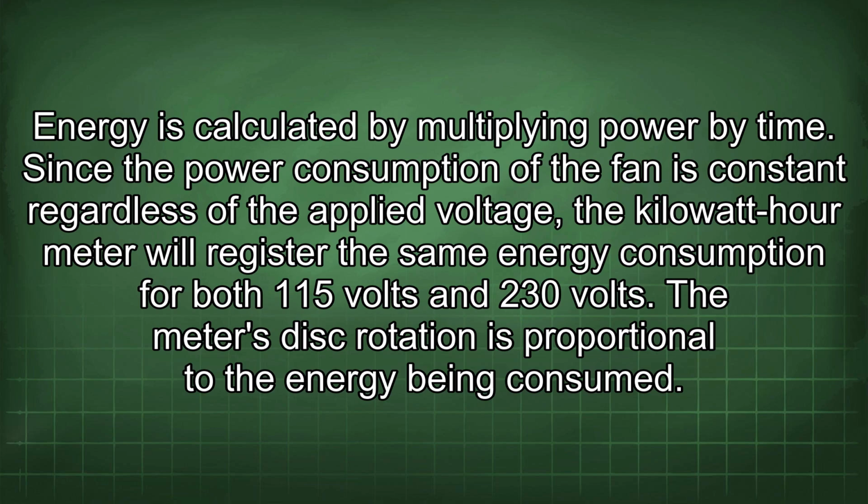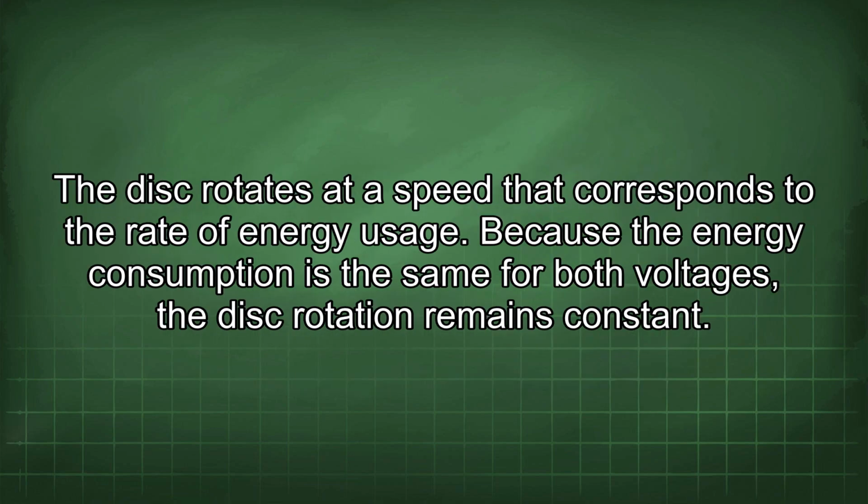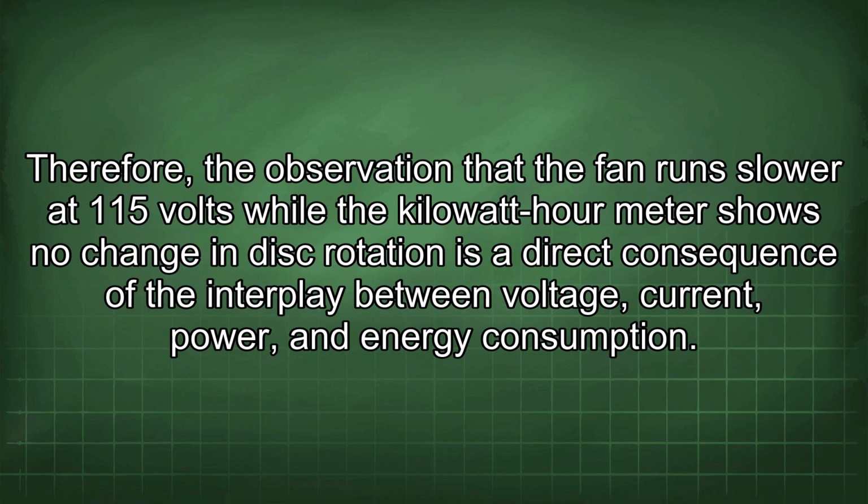The meter's disk rotation is proportional to the energy being consumed. The disk rotates at a speed that corresponds to the rate of energy usage. Because the energy consumption is the same for both voltages, the disk rotation remains constant. Therefore, the observation that the fan runs slower at 115 volts while the kilowatt-hour meter shows no change in disk rotation is a direct consequence of the interplay between voltage, current, power, and energy consumption.